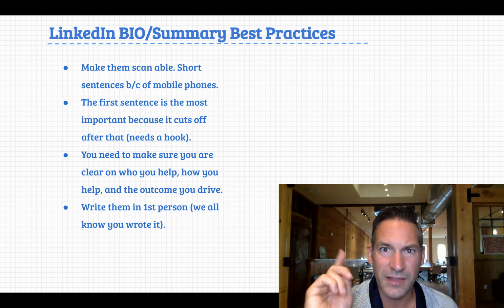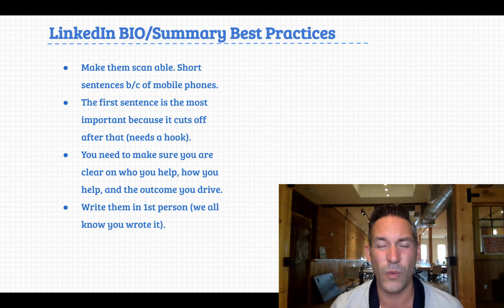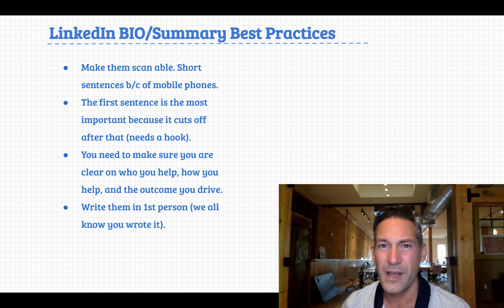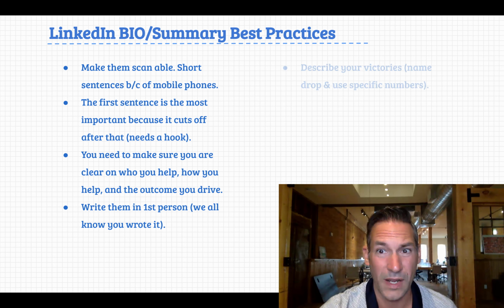Write it in first person. This is a big one. So many people write it in third person. We all know you wrote it. If you don't write it in first person, it's always a little bit weird. It comes across as kind of douchey, in my opinion. So write it in first person and tell a great story, all right?